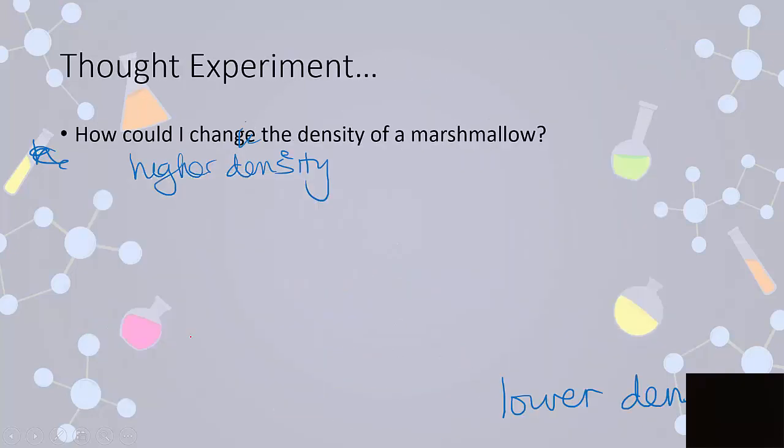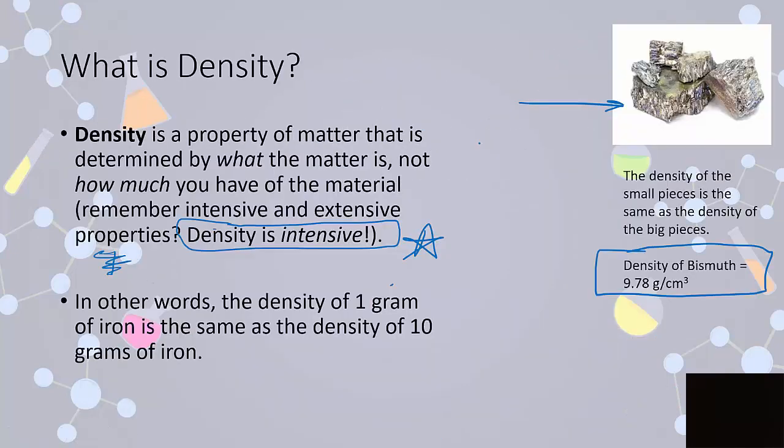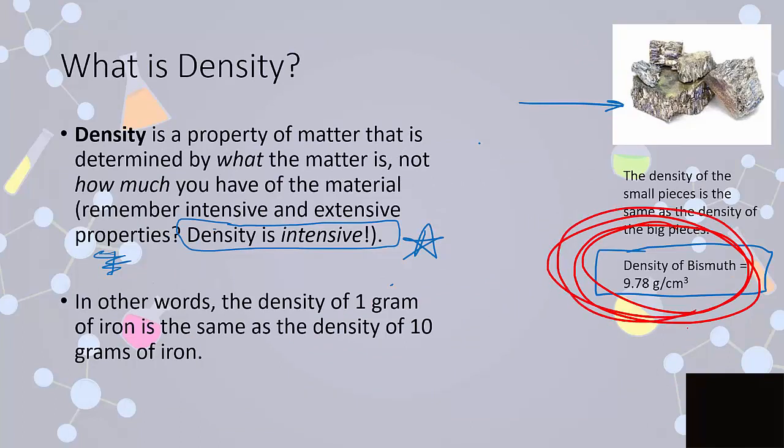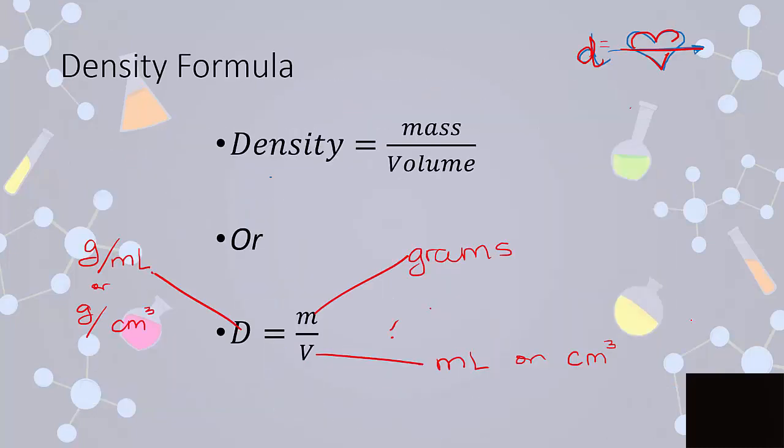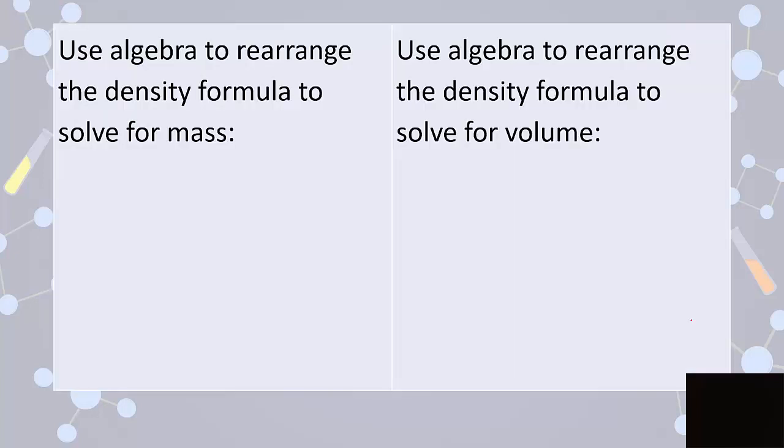So if I swing on back up here to bismuth, that's what we saw here. The density of bismuth was 9.78 grams per centimeter cubed. So when you see a unit like that, that number is the density. And the mass is grams, and the volume is either milliliters or centimeters cubed or something along those lines.